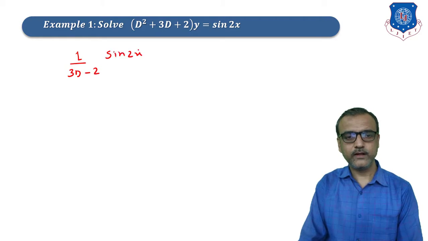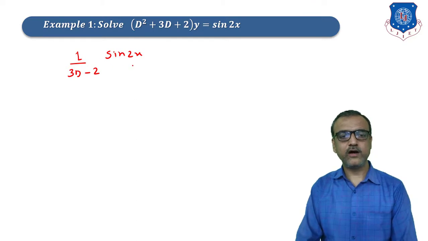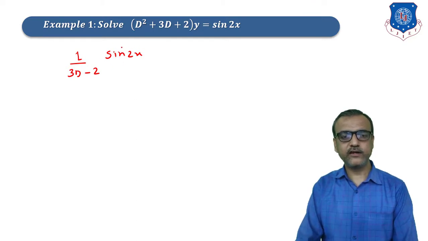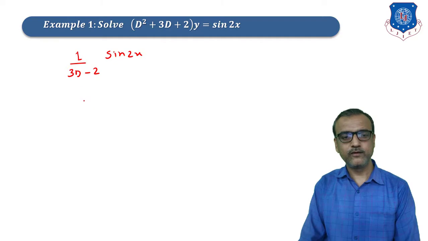But whenever you have been given sine of ax plus b and cosine of ax plus b, we require the function of D square in the denominator. So for that purpose, we will multiply the numerator and denominator by the conjugate of 3D minus 2, that is 3D plus 2. So we will multiply the numerator and denominator by 3D plus 2. And this sine 2x will be as it is.